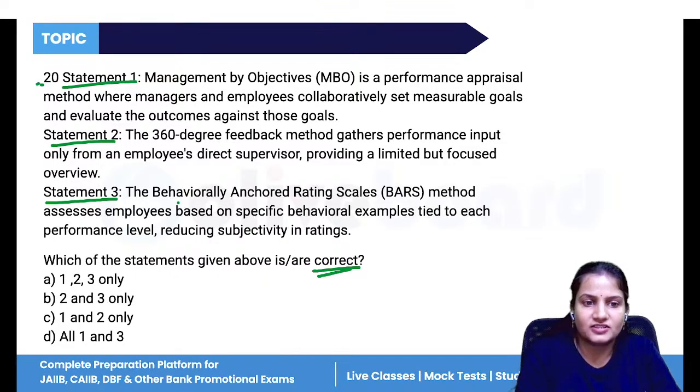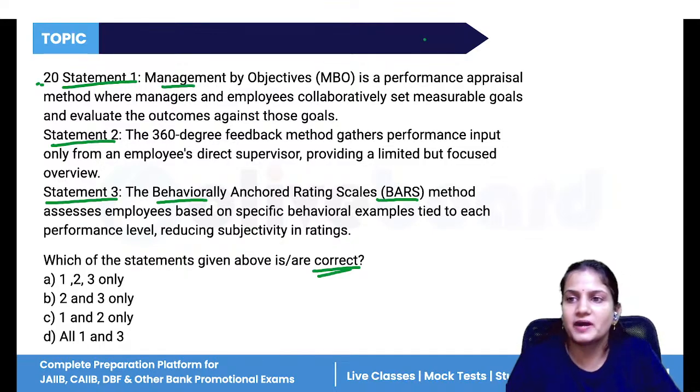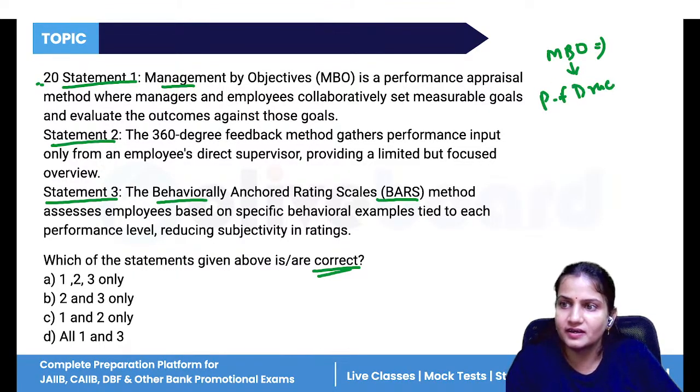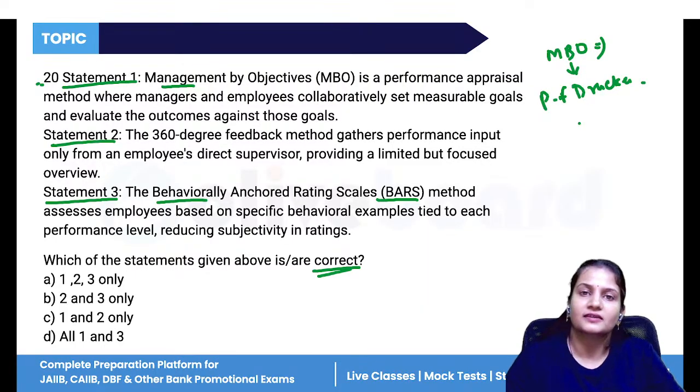We have just completed BARS. Now, what is management by objective? Both the terms are important. Management by objective, what does it say, and who gave it? It was given by P.F. Drucker, Peter F. Drucker.